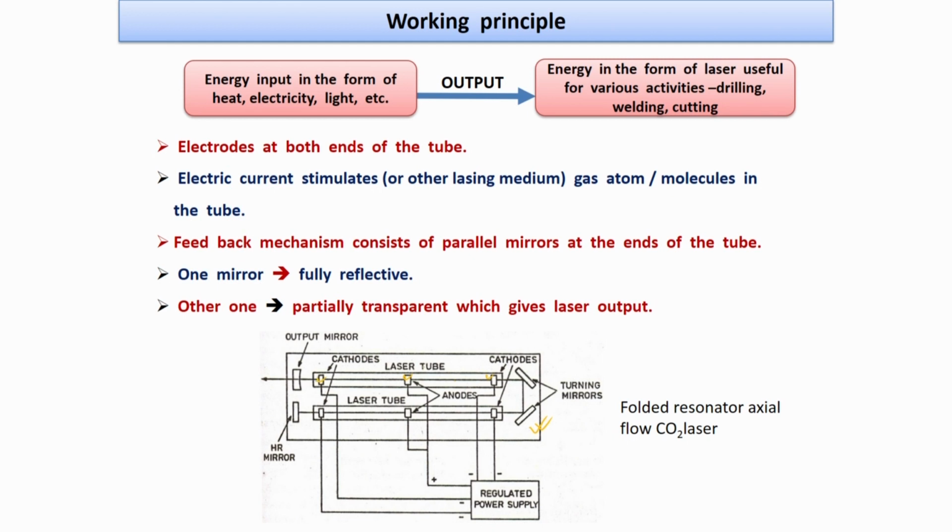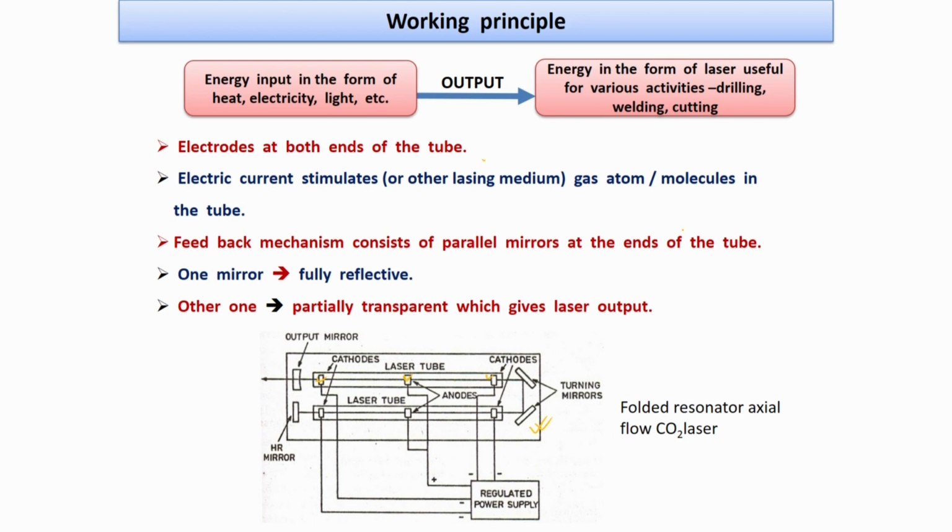Two electrodes are used to energize the atoms and molecules of this gas to release photons. These electrodes are used at both ends of this tube. Electric current stimulates, or in maybe another lasing medium, stimulates the gas atoms or molecules in the tube.